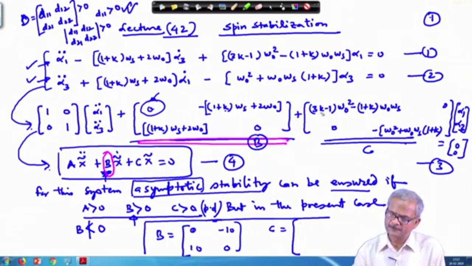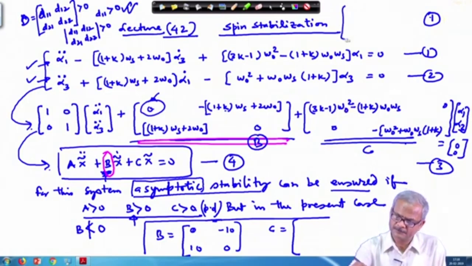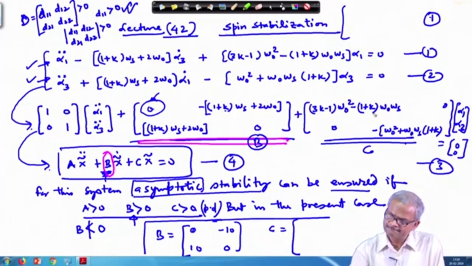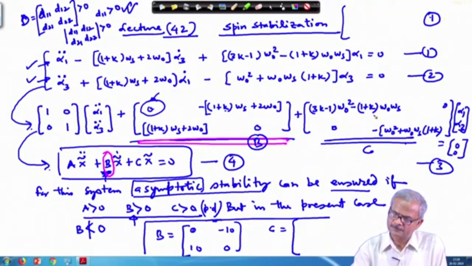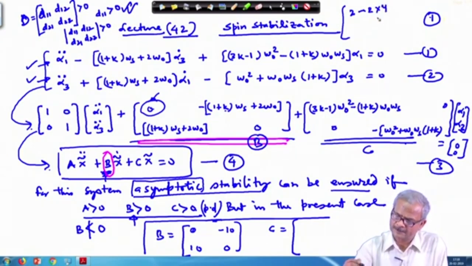And accordingly the C matrix, this is k equal to 1. So, 3 minus 1 is 2, and omega square we have already eliminated, so this part we are eliminating. So, 3 k minus 1, k equal to 1, so this is 2, and then minus 1 plus k is 2 into omega s cap, omega s cap we are taking equal to 4. So, we get here 4. So, this is minus 6.